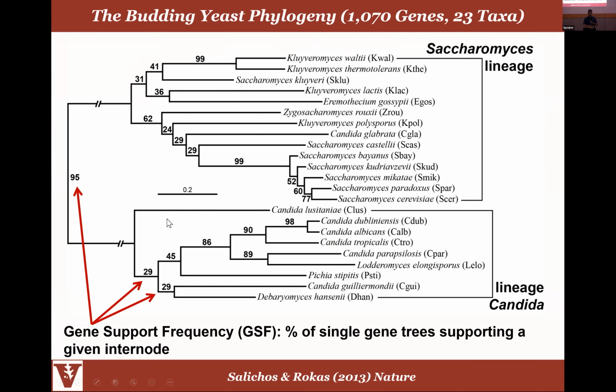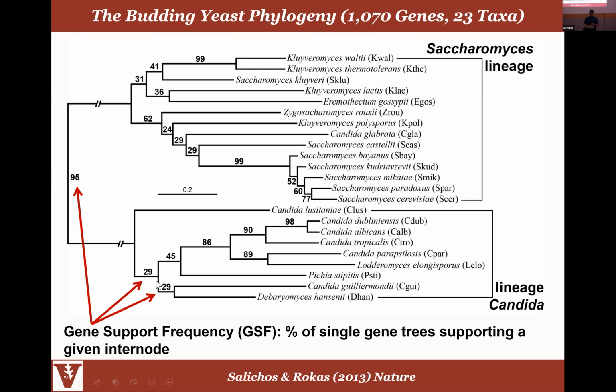So this is a phylogeny of a group of yeasts, and what I've depicted here in each one of the branches is what we call gene support frequency: the percentage of single gene trees that support a particular relationship. For this branch, you can see 95% of our 1,070 gene trees support it. I would probably bet my house that that branch is correct. There's no way that branch is incorrect in its inference.